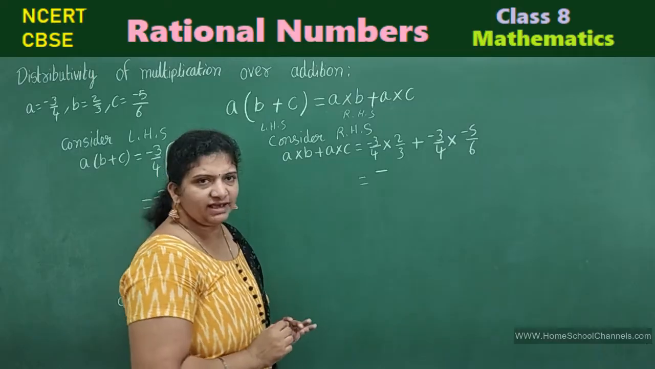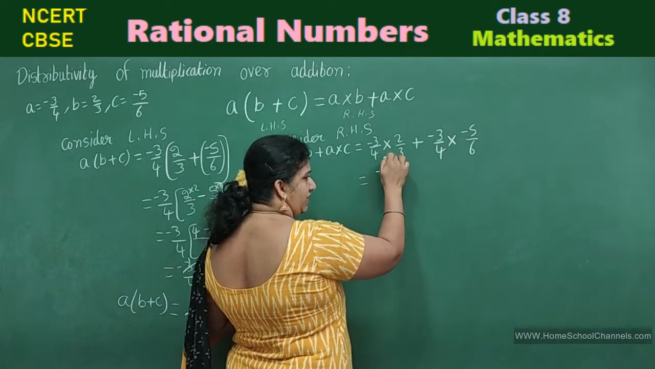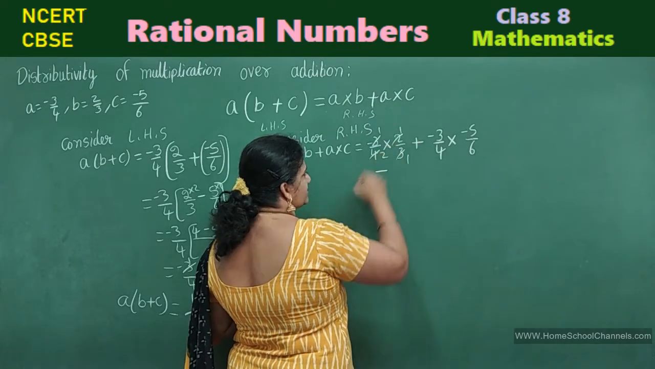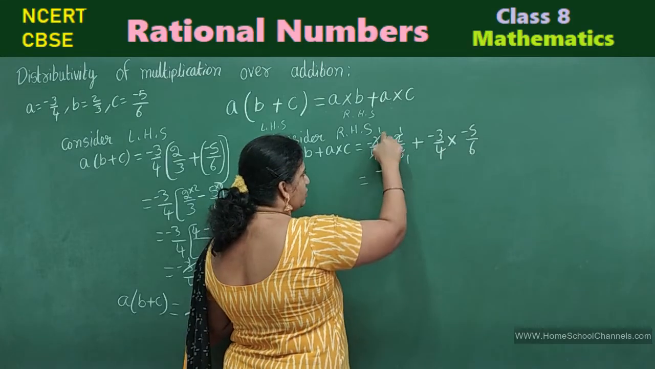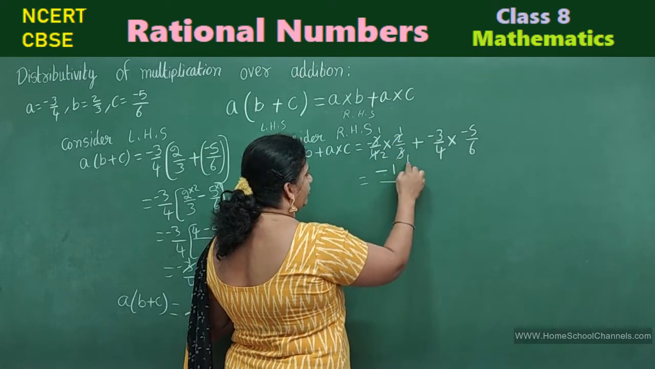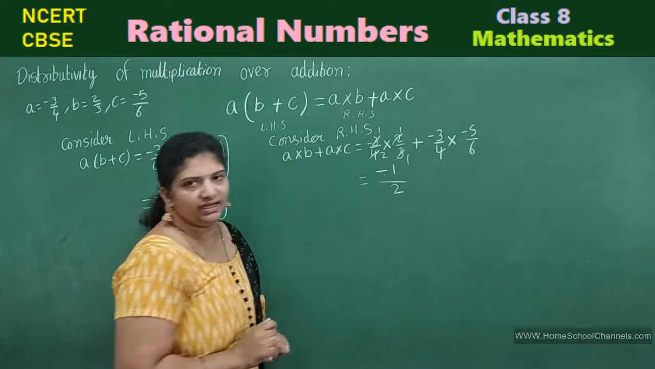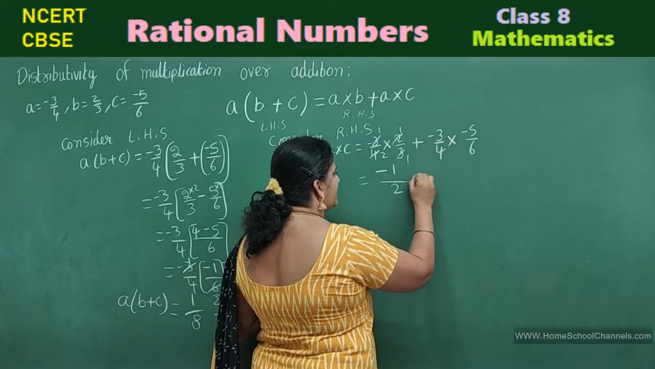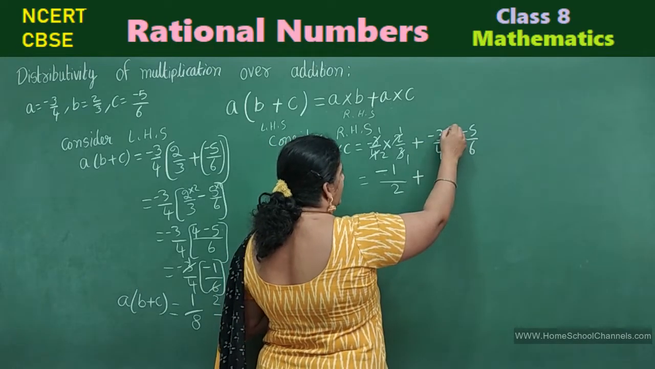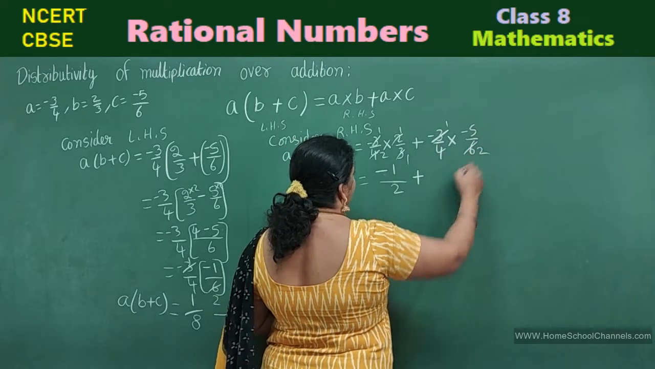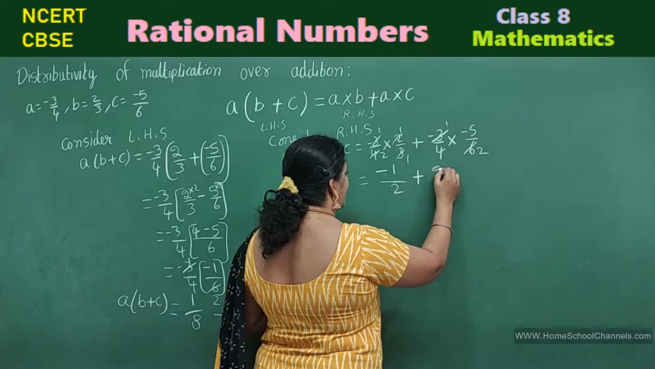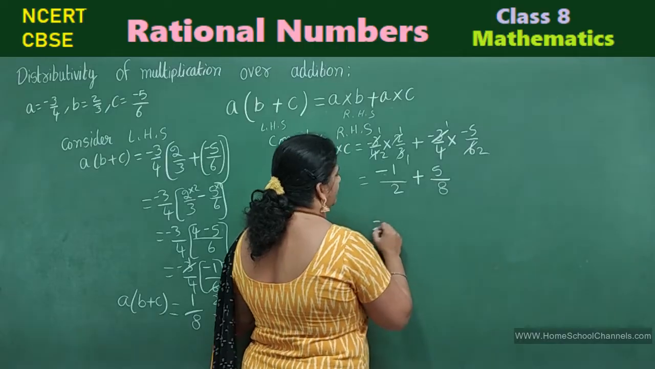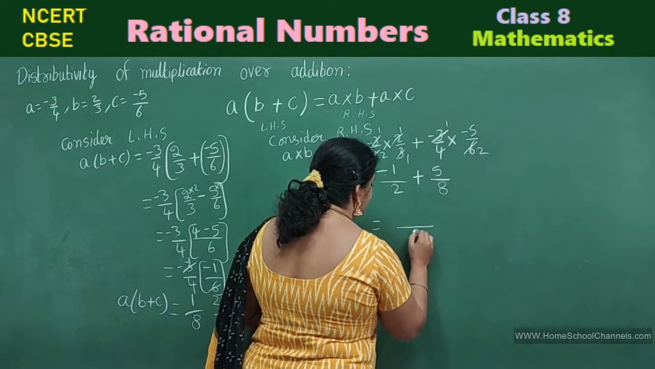If you want, you can cancel in the multiplication now. 3 ones are 3, and here 2 ones, 2 twos. Minus into plus, minus. 1 into 1 is 1, by 2 into 1, 2. Minus 1 by 2. And now again signs to multiply: minus into minus is plus. 3 ones, 3 twos. 5 into 1 is 5, by 4 twos are 8. Now 2 and 8, LCM is 8.